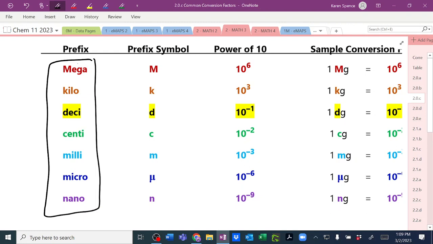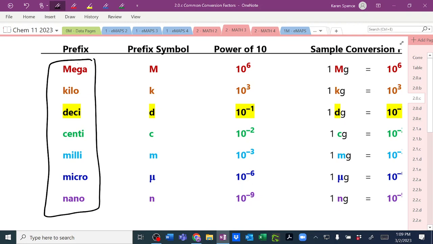Mega, kilo, deci, centi, milli, micro, nano. You can just mouth along or try singing along with me. Mega, kilo, deci, centi, milli, micro, nano. We'll do it one more time. Mega, kilo, deci, centi, milli, micro, nano.